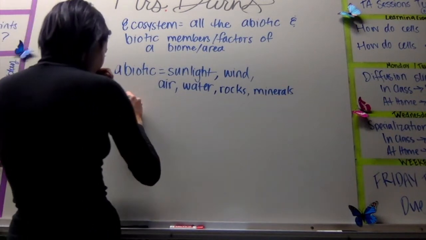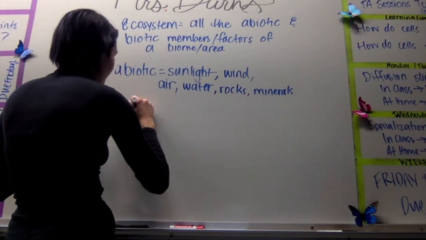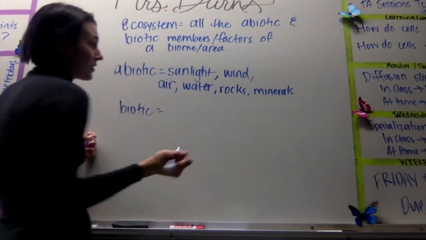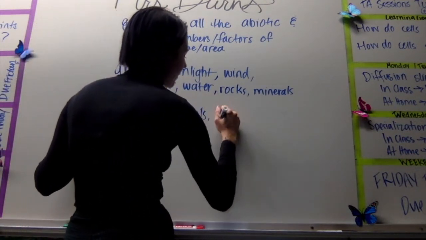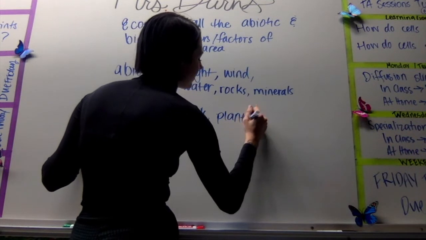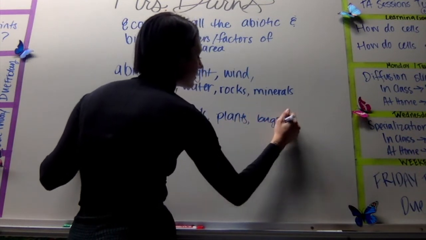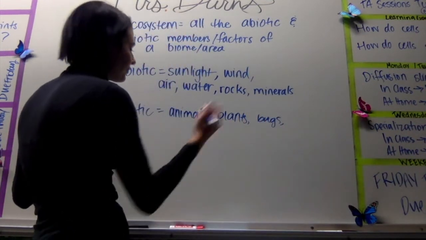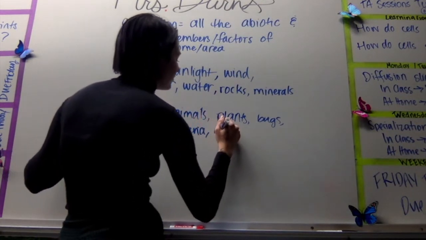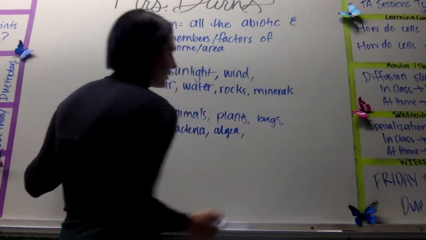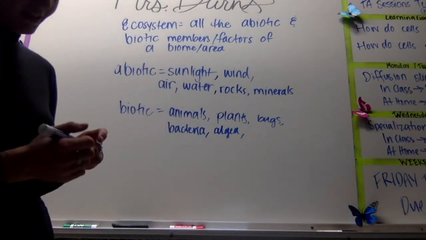So then biotic would be kind of everything that's alive. So you'd say animals, plants, bugs, bacteria, algae. The list goes on and on, right? There's tons of different things.